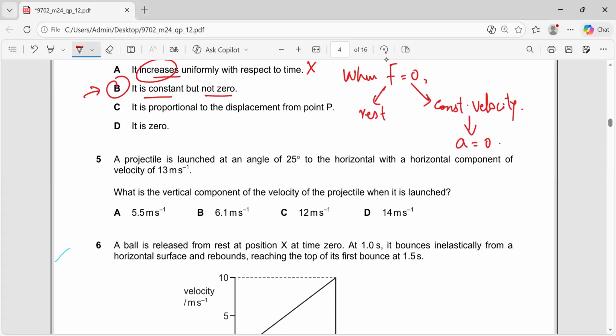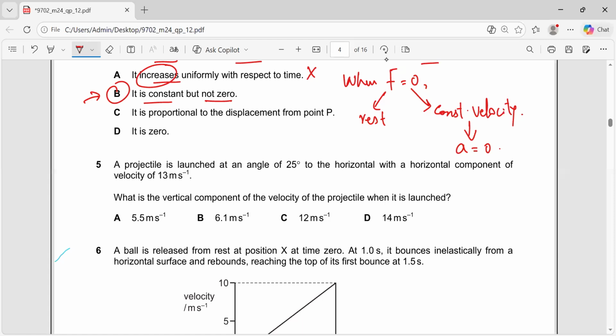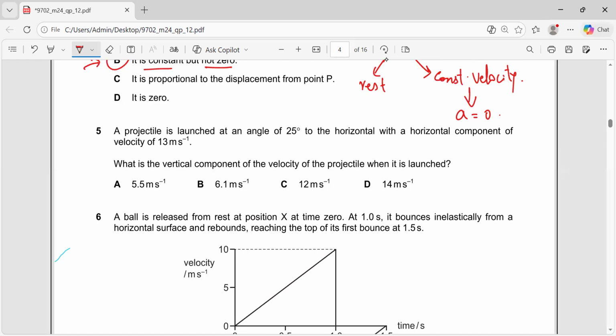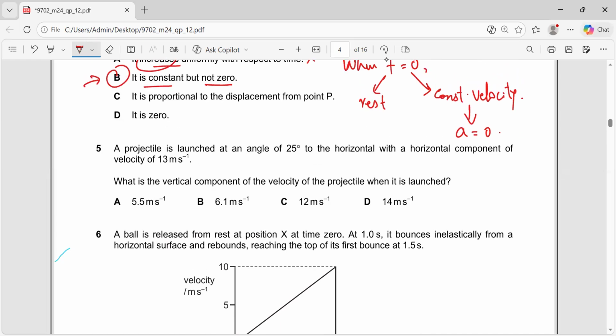Okay, now next, let's come up to the projectile question. It's a basic question though. So what does this projectile question says? A projectile is launched at an angle of 25 degree to the horizontal with a horizontal component of velocity 13 meter per second. So what does it says?